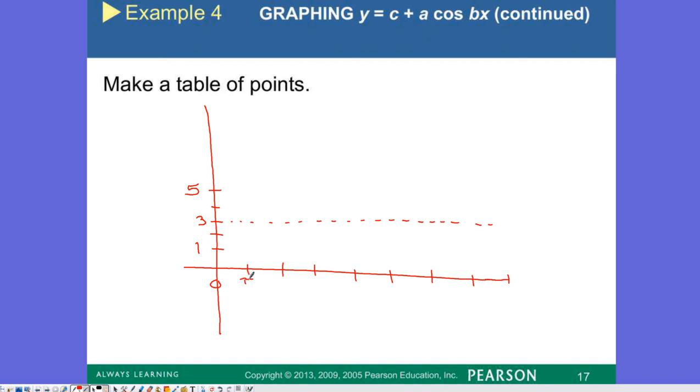Pi over 6. What's my next one? Pi over 3. Next one? Pi over 2. 2 pi over 3. Next? 5 pi over 6. Pi. 7 pi over 6. 4 pi over 3.